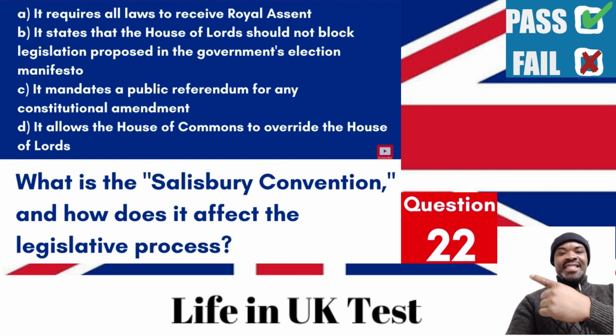Question 22. What is the Salisbury Convention, and how does it affect the legislative process? A. It requires all laws to receive royal assent. B. It states that the House of Lords should not block legislation proposed in the government's election manifesto. C. It mandates a public referendum for any constitutional amendment. D. It allows the House of Commons to override the House of Lords.